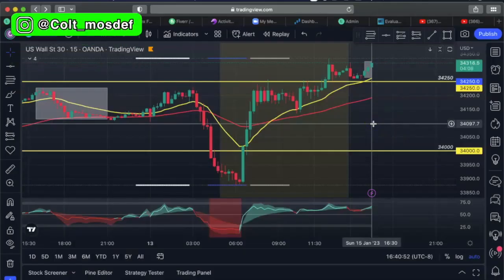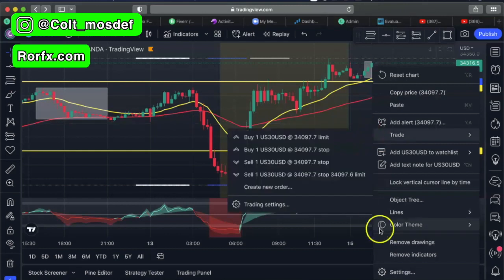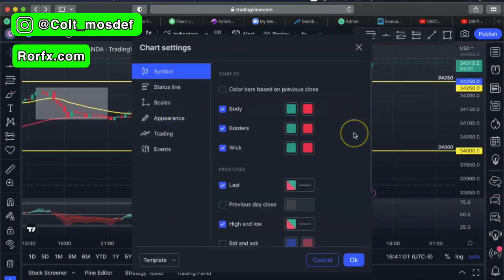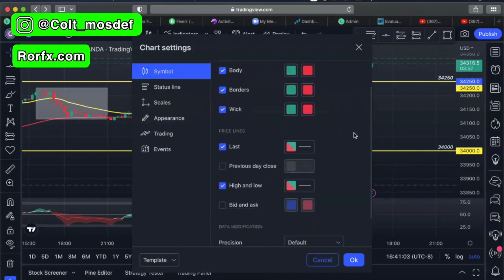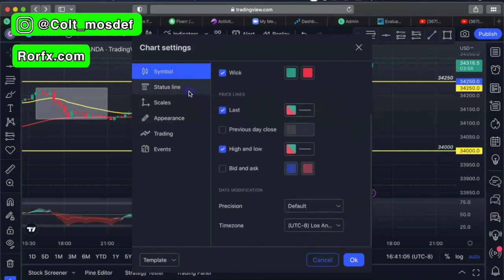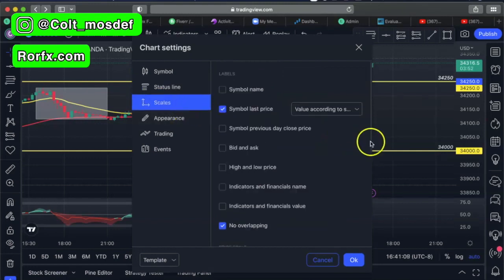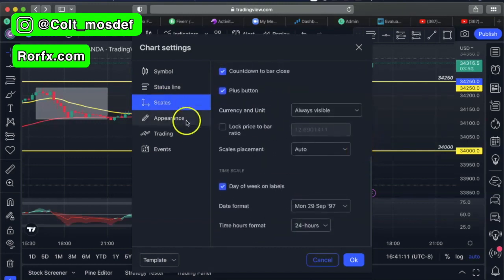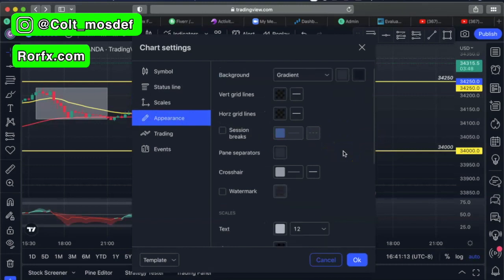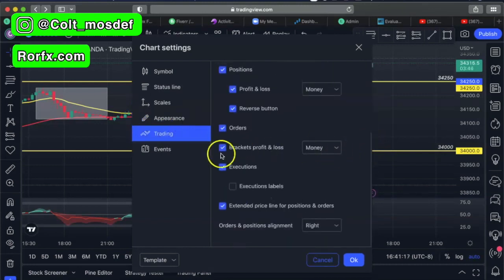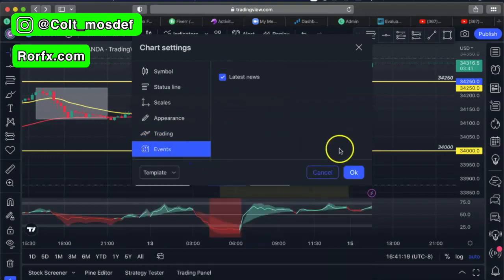Yo, welcome to my computer, guys. If you want your chart to look like mine, I'm going to give you my chart settings. Go to the settings on TradingView. This is how I have everything set up. These are my symbols right here. My status line is like this. Scales like this. Appearance like this. Trading is like this. And then my events are like this.